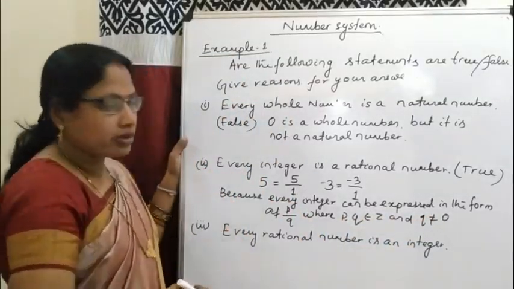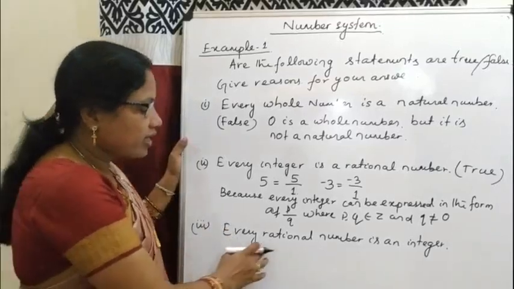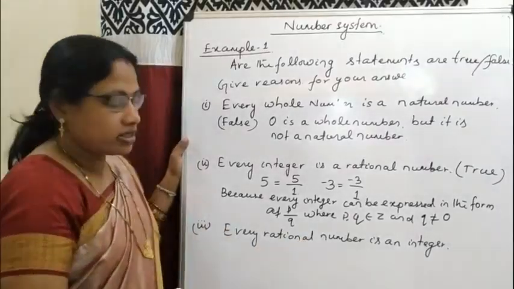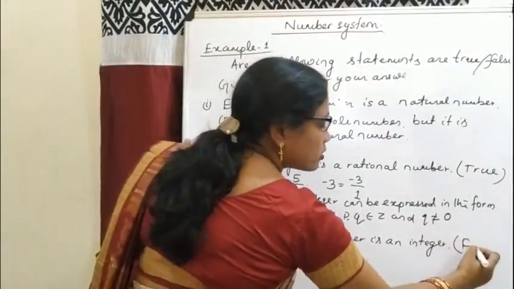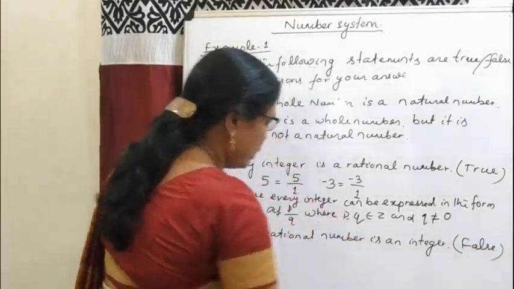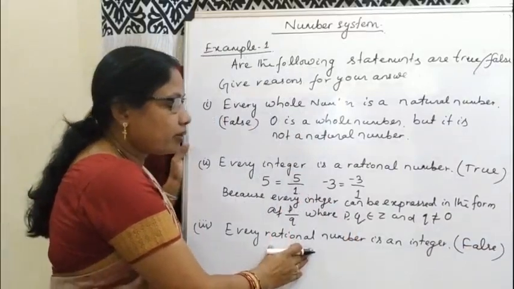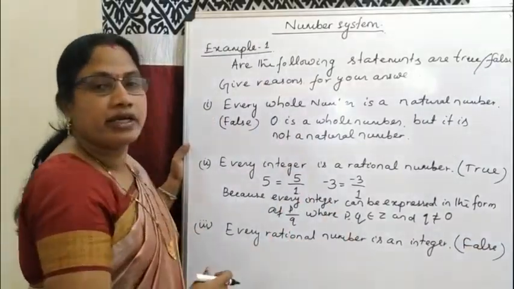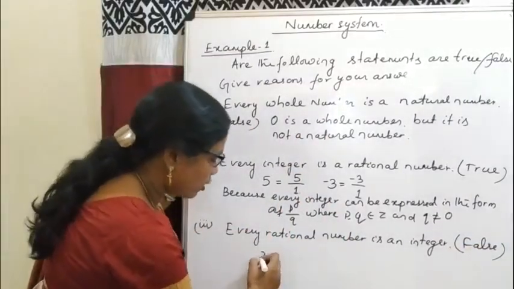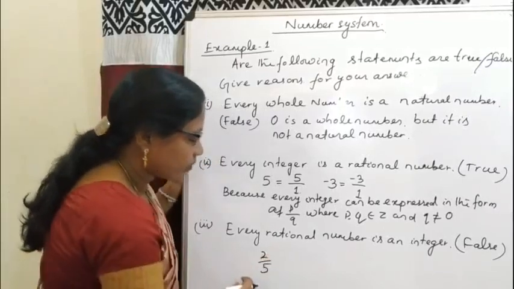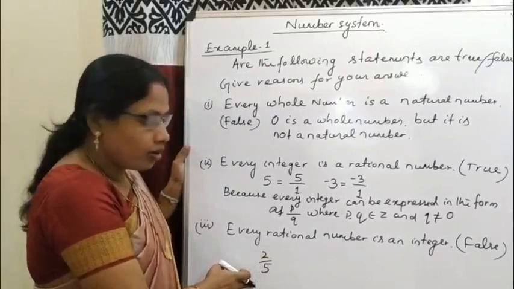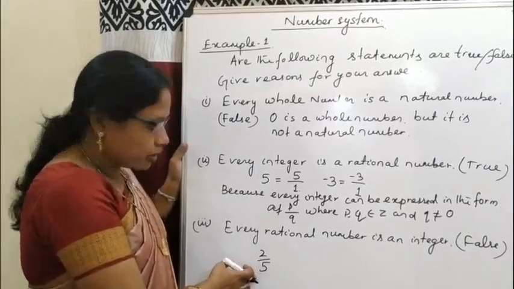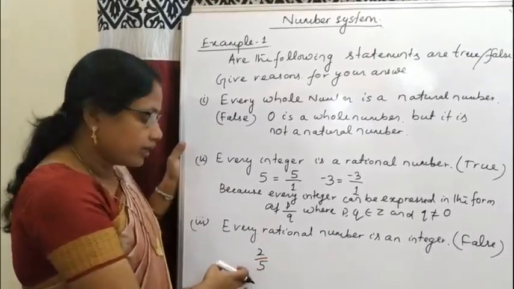So then come to the third statement. Every rational number is an integer. This is a false statement. This is false. Why? Every rational number cannot be an integer. Why? So I am taking 2 by 5. It is a rational number because it is in the form of p by q, where q is not equal to 0, and p and q both are integers.